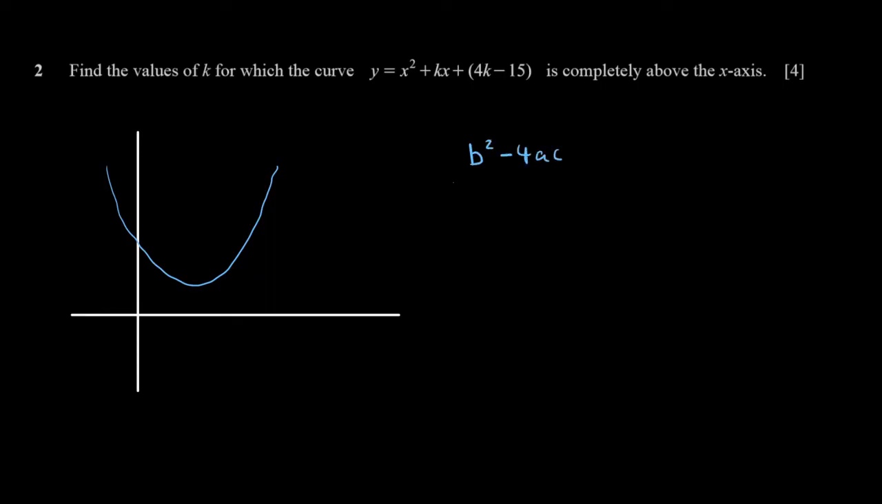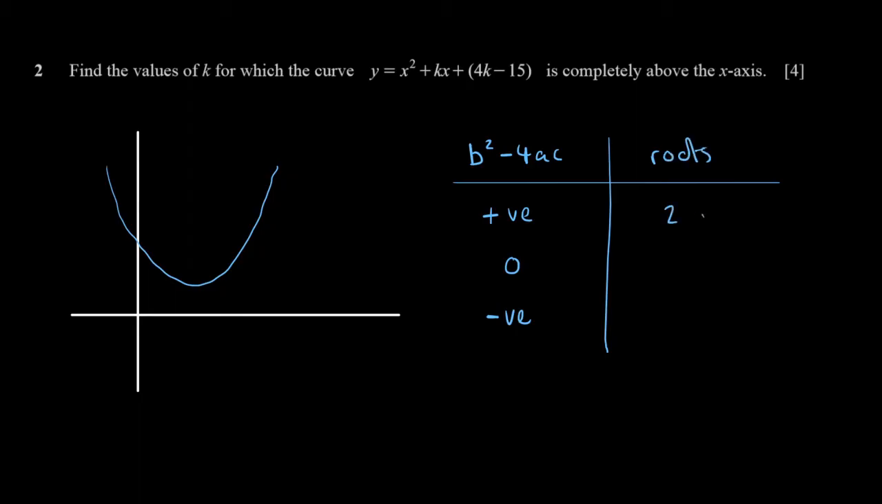And hopefully what you will remember is that there are basically three different outcomes for the discriminant that determine the number of roots that the quadratic will have. So the discriminant can be positive, it can be negative, and it can be 0. And that's going to determine the number of roots. If the discriminant is positive, we've got 2 distinct roots. If the discriminant is negative, we've got no roots. And if the discriminant is 0, we've got 1 repeated root.